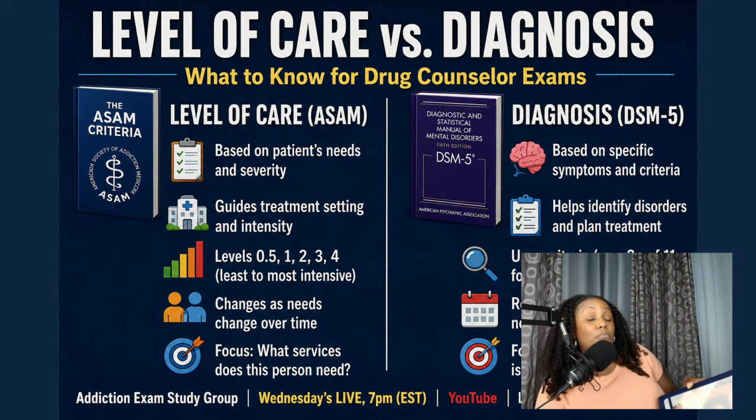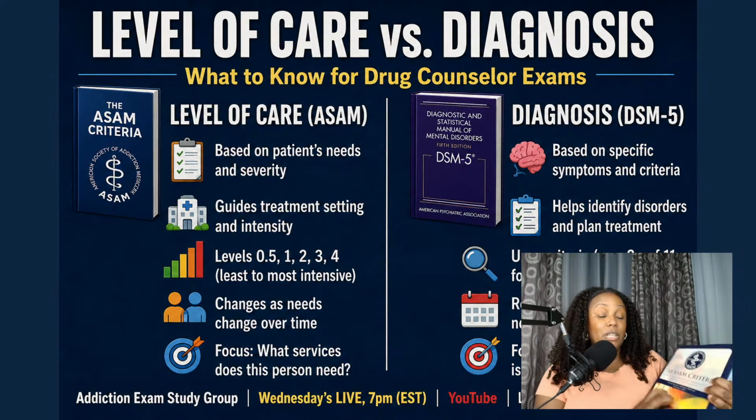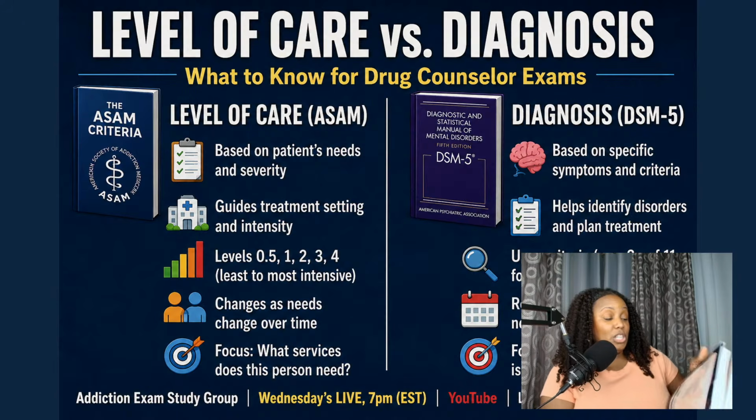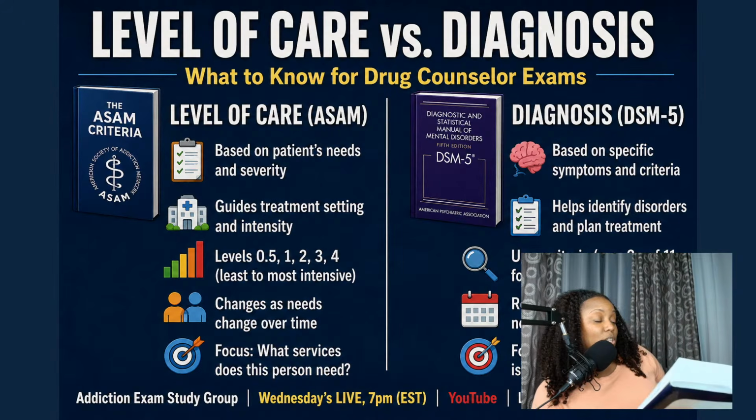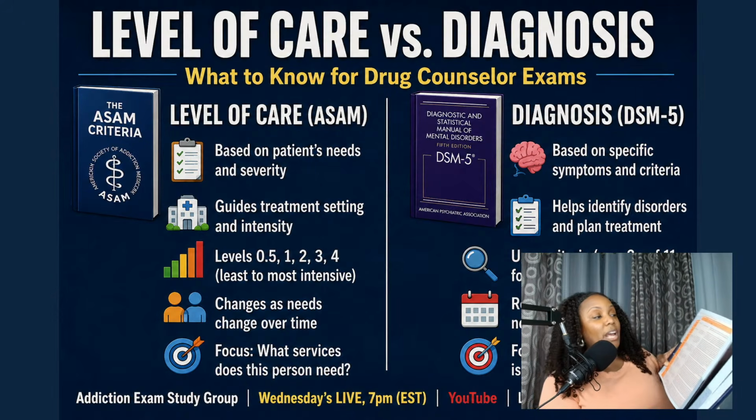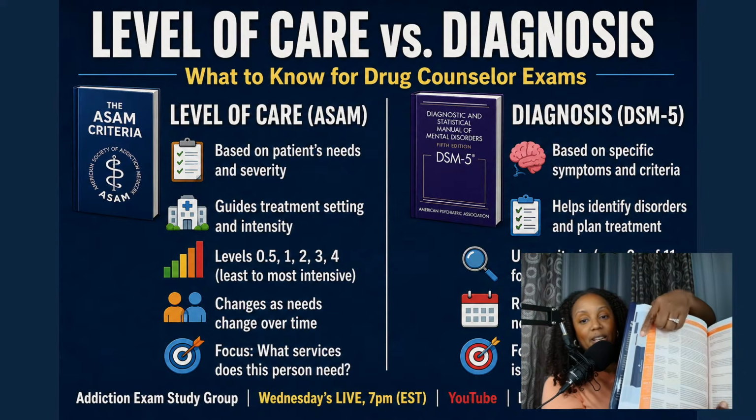I do understand there are some updates in the new one. I glimpsed over the new edition. They've added a lot of cultural components and factors that we should consider as addiction professionals. And then the levels of care are on the left-hand side.